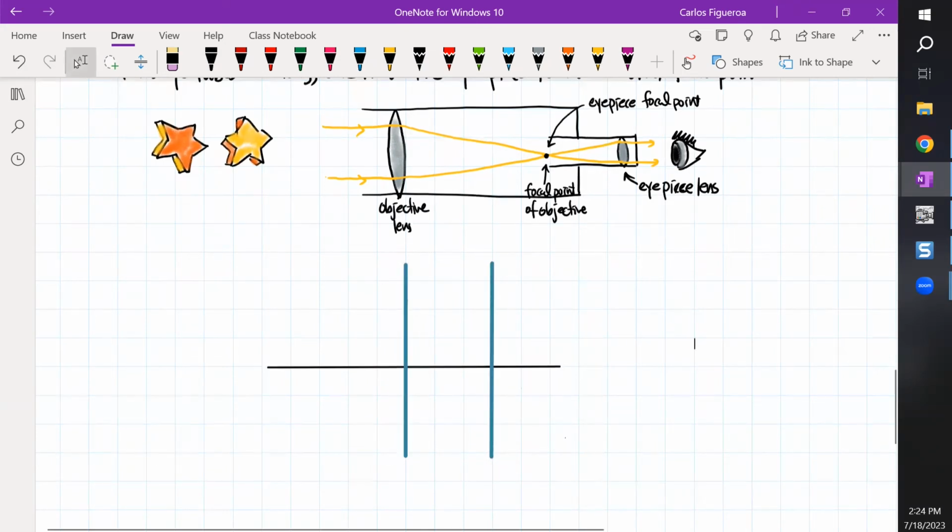And so now let's start looking at this. I'm going to be careful on how I set this. So remember, F1 typically has a shorter focal point. So let's draw these guys in.